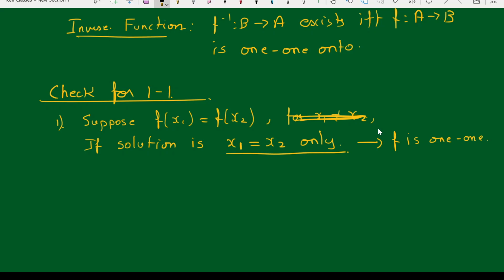Okay, suppose we have f of x1 is equal to f of x2. We have been given some function, a rule, and we solve it and we get the solution of that equation as x1 is equal to x2 only, and no other solution is found, then we say f is 1-1. Okay, why it is done so I'll explain you, not now. Let's do 2-3 problems and let's see this.